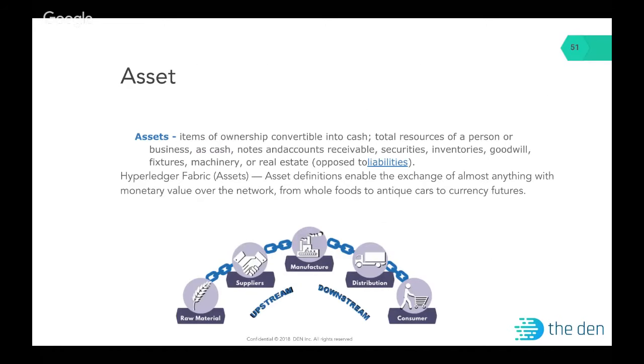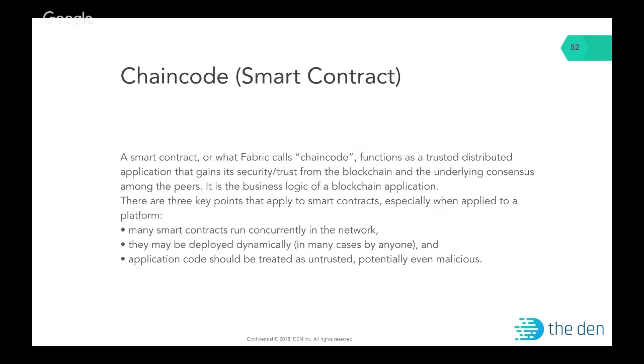So what is an asset? In the English dictionary, and I like to say this, everything in technology reflects real life. So how do we define assets in real life? It's basically items of ownership that can be converted into monetary value. How does Hyperledger Fabric define an asset? It's basically the same thing, but it has to be over the network, right? Transacting over the network, bartering in the system using the Hyperledger Fabric network. Okay, so chaincode is smart contract. How many people understand the basic fundamentals, the purpose of a smart contract?